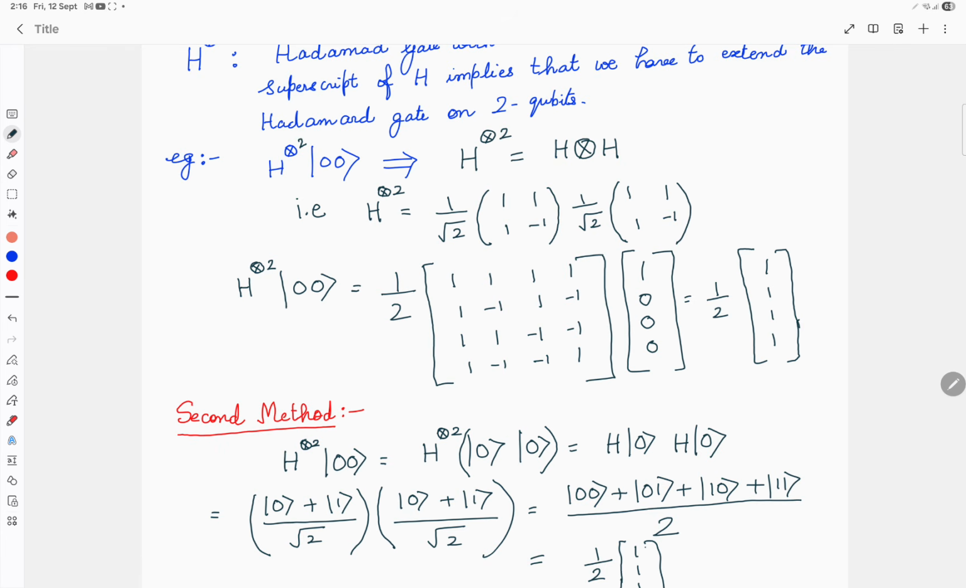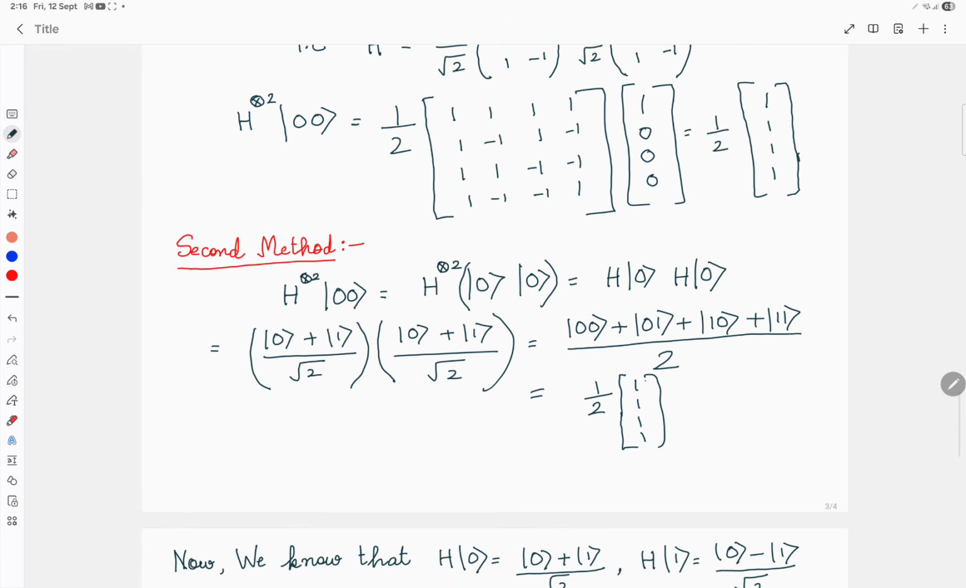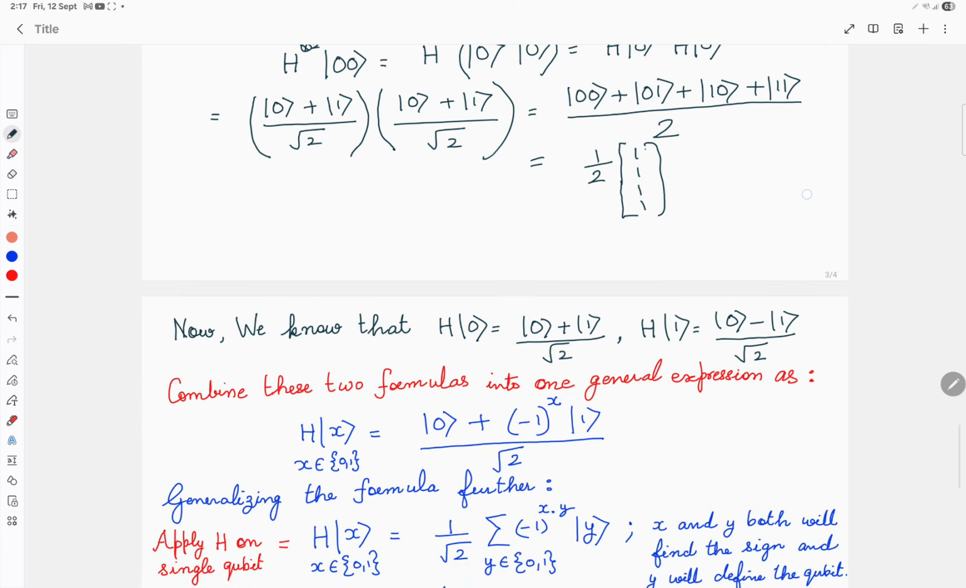Now I have also given a second method to solve these expressions. This is H superscript tensor 2 acting on the ket 00 state. This can be separately written like this, and the meaning of H superscript tensor 2 is that one H is acting on one ket 0 and the other H on the other ket 0. If you solve this, again you will get the same output as in the previous method.